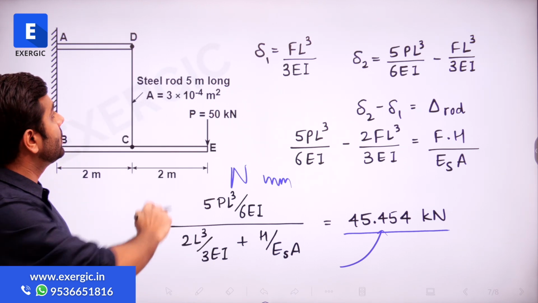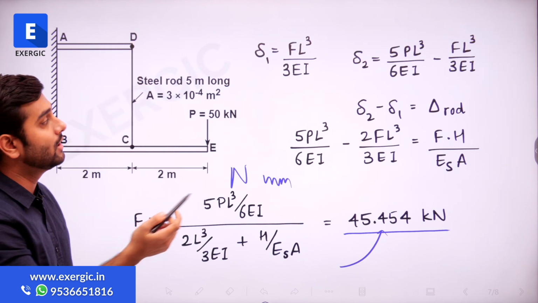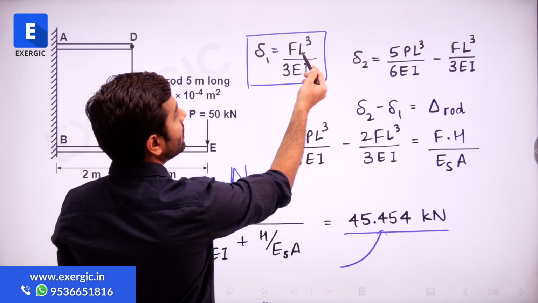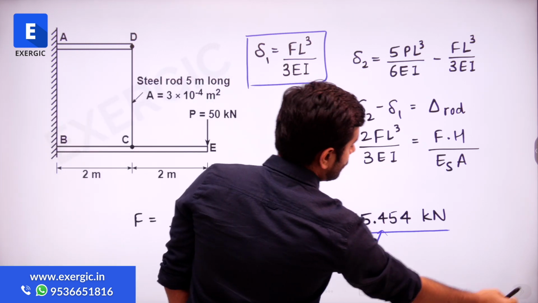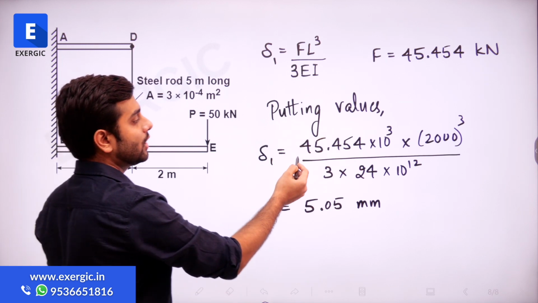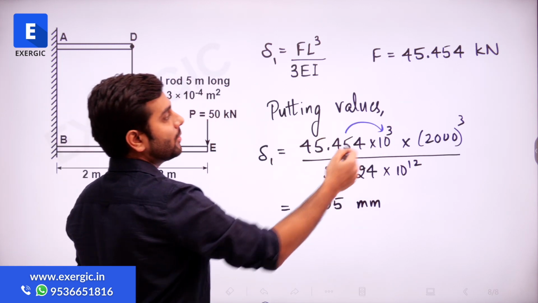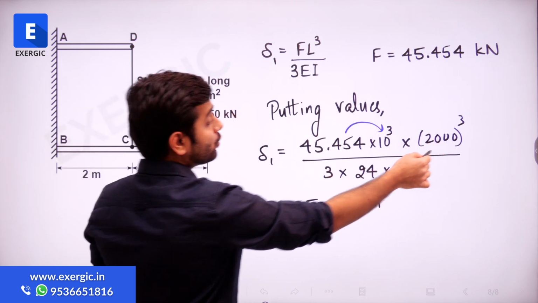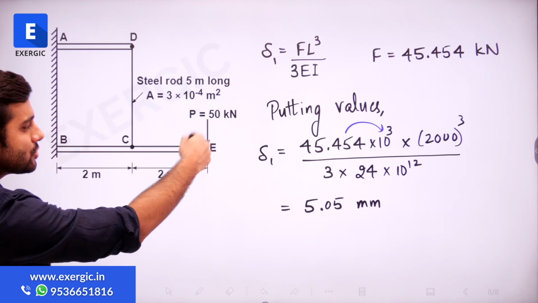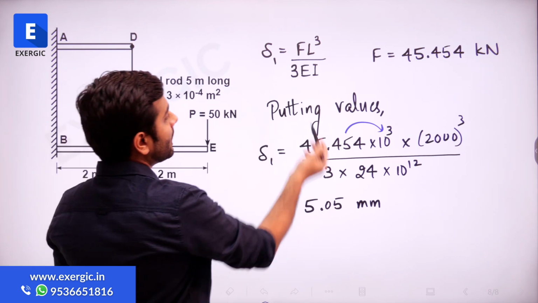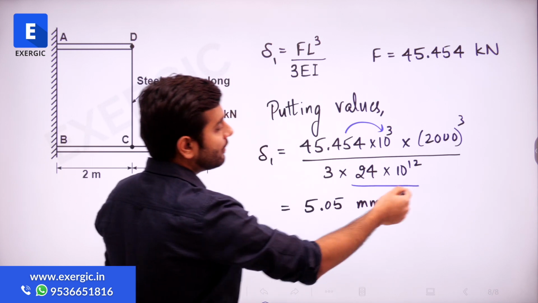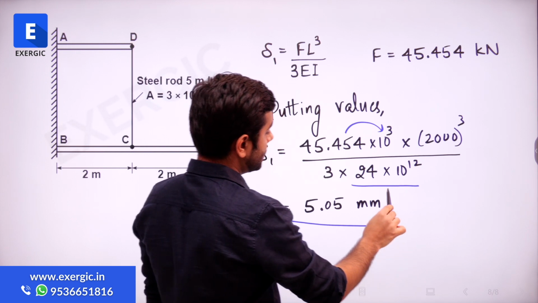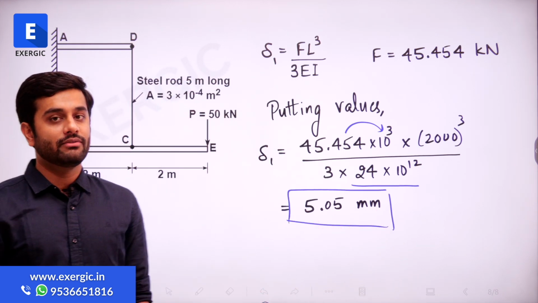You need to find out the deflection of D, which is deflection 1, del 1, which is nothing but FL cube by 3EI. F you have calculated; L, E, I, all values are known to you. Just put the value here. The kilonewton value I converted to Newton by multiplying with 1000. The length here in FL cube is 2 meter. If you look at it, this is 2 meter, so 2000 mm I have written. 3 multiplied by EI was directly given in Newton mm square. So just put the value and solve. You will get the final deflection of D as 5.05 mm.